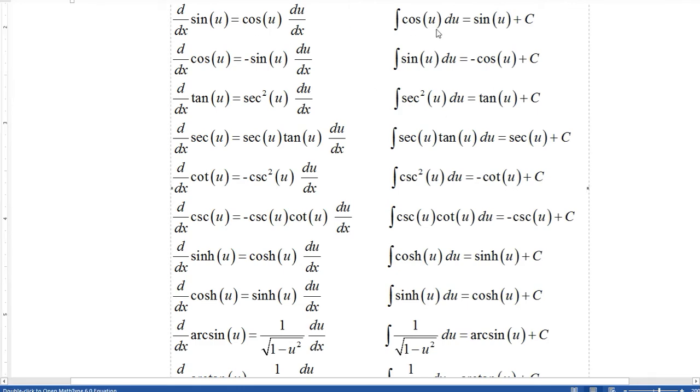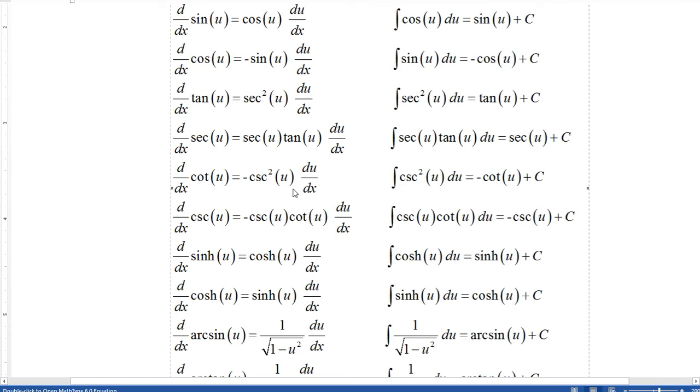So the antiderivative of cosine u is sine u. The derivative of cosine u is minus sine of u, so the antiderivative of sine u is the opposite of cosine of u. The derivative of tangent u is secant squared u, so the antiderivative of secant squared u is tangent u. The derivative of secant u is secant u times tangent u, so the antiderivative of secant u times tangent u is secant of u.